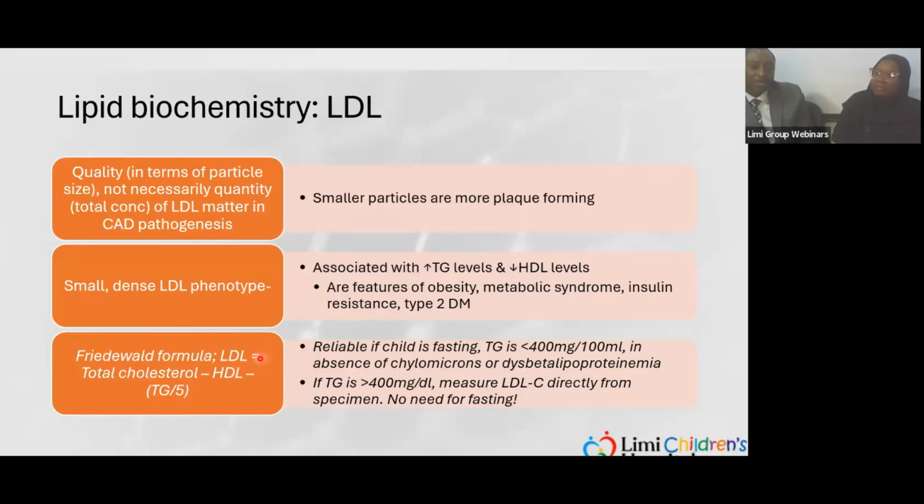Now, this formula is reasonable if and only if the child is fasting. Lipid profile can be fasting or non-fasting, but if you want to derive the low density lipoprotein, then the child must be fasting. And the triglyceride must be less than 400 milligram per dl in the absence of chylomicrons or other beta lipoprotein. In the event that the triglyceride is higher than 400, you can measure it directly from the plasma.